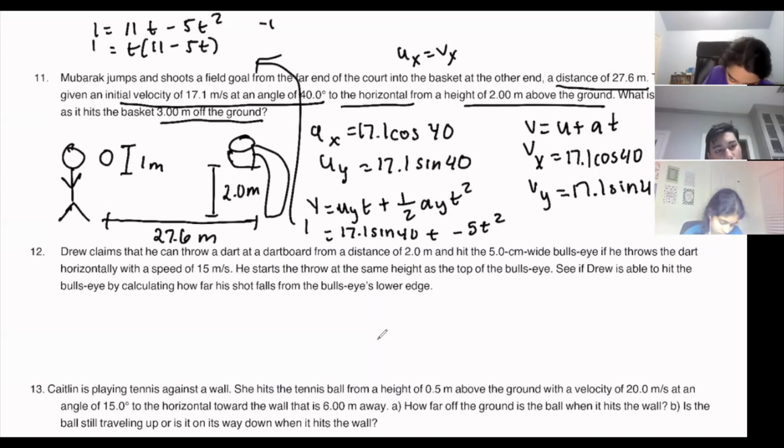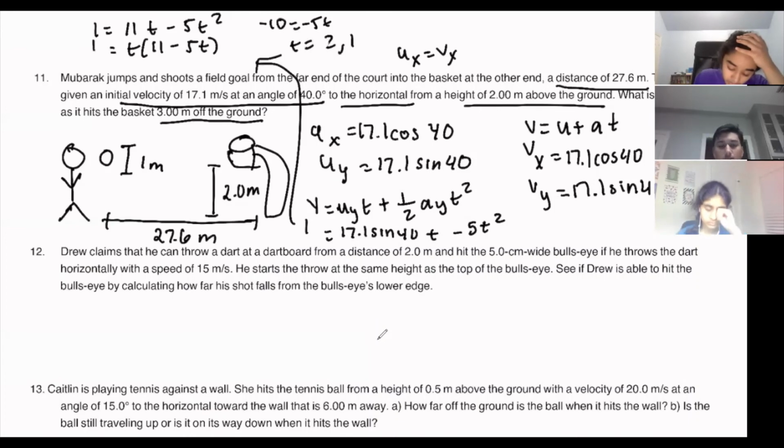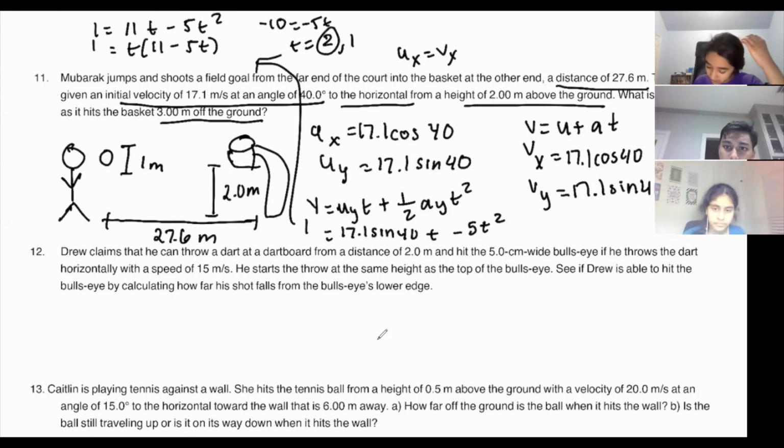Yeah, so it'll be like negative 10 equals negative 5t. So t would be like negative 2, comma 1. So I guess we go with 1 because it's positive. Well, wouldn't it be negative 5t over negative 10? t equals 2, right? Oh, okay. I would go with 2, I guess. So we could just substitute 2.